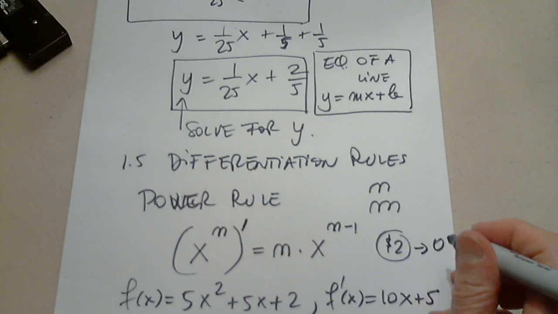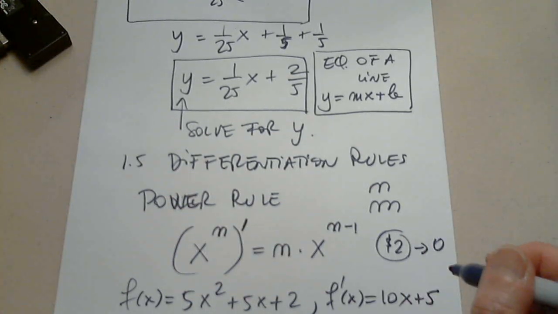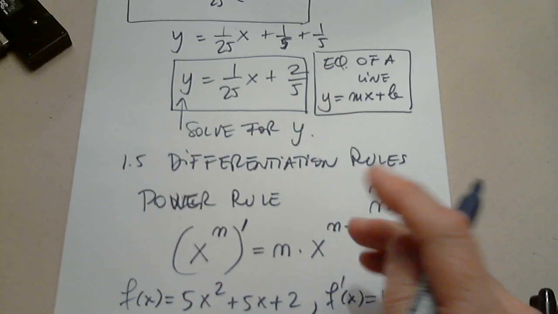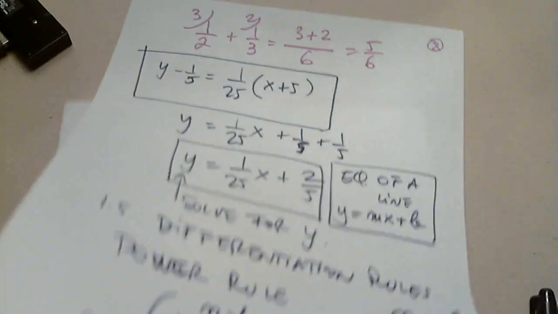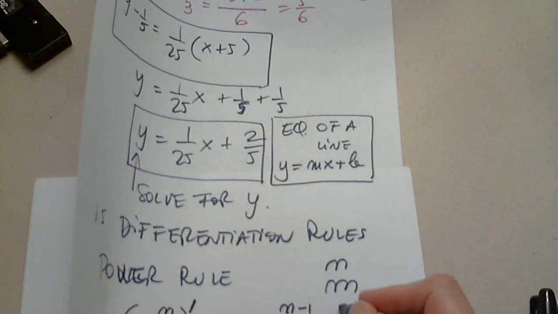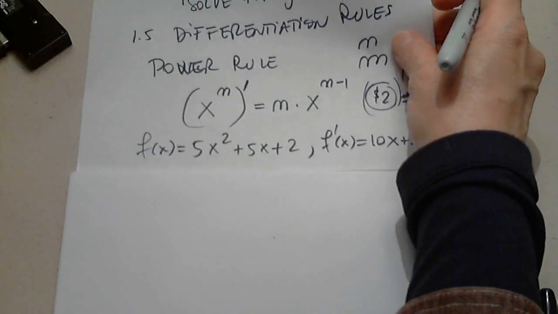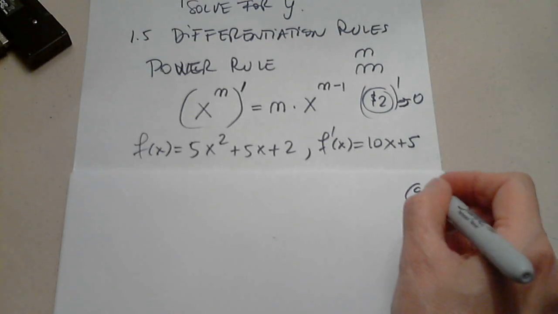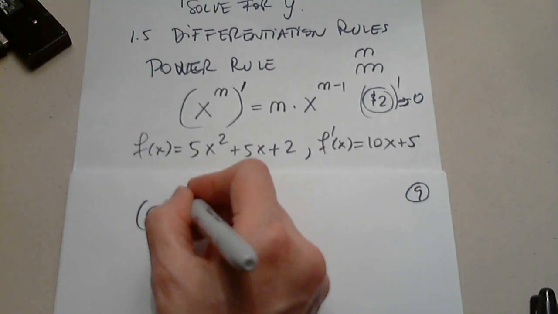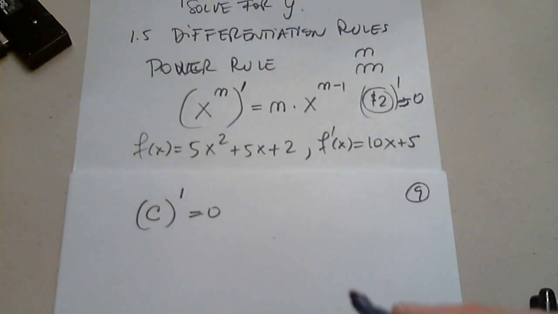The $2 don't become 0. The rate of change, if you don't subtract, then the rate of change of a constant is always 0. So I should not write that. I should just write this: prime equals 0. So that's one differentiation rule. Any constant prime is 0.